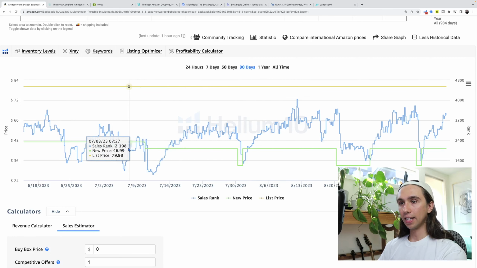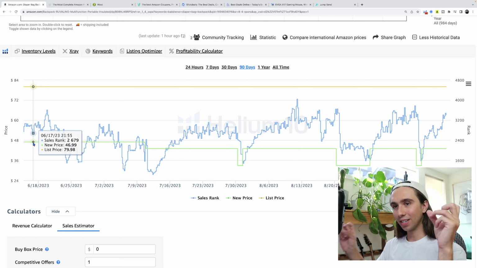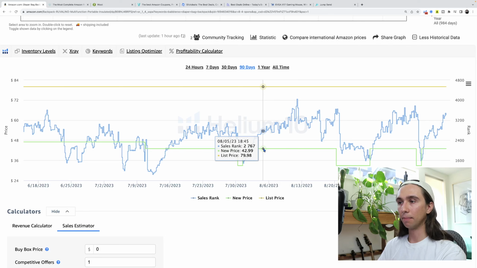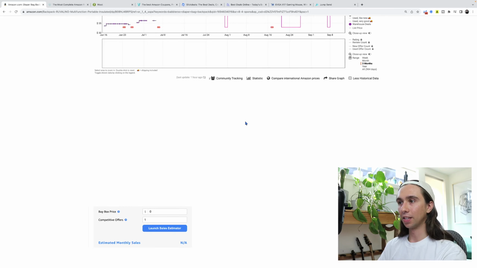So they have listed a list price of $79.99. They're being a little cheeky. It's been list price $80 for months and months now, so it's not the real price. The real price is $42.99. We could see that indicated by the green line. So yellow line, no good. Follow the green line, and you'll know.